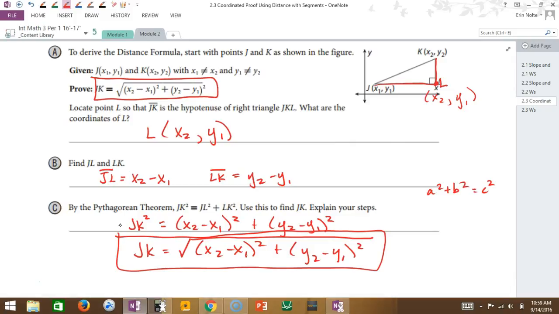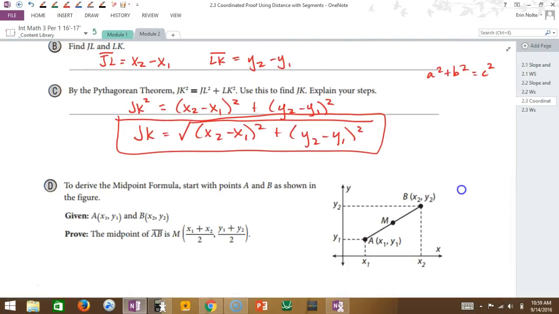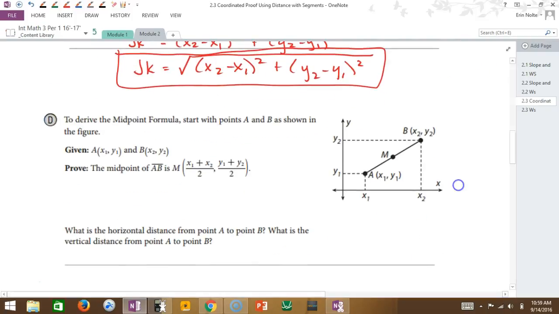Okay, so make sure you write that down, you have the distance formula, so maybe instead of writing jk, write distance equals that. Okay, so we're going to do the same thing. I'm going to prove to you the midpoint formula. So perhaps you remember midpoint is you add the x's, divide by 2, you add the y's and divide by 2, and that gives you your midpoint.